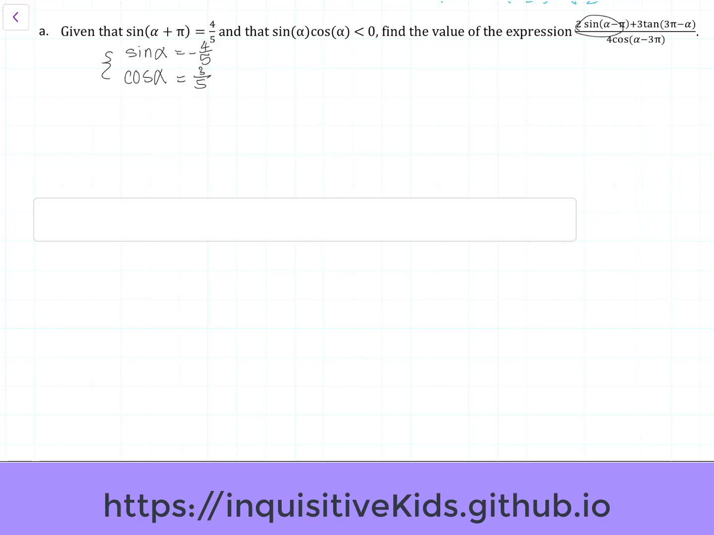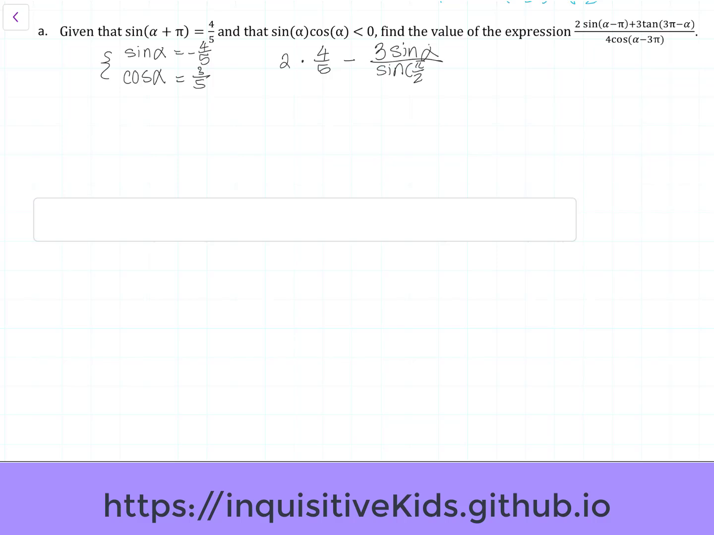We already know that on the top part, sine of alpha minus pi, whether you add 180 degrees or subtract 180 degrees to any angle, the sign you get from that is always the opposite. So the opposite of negative 4/5 is 4/5. Therefore, on the top we have 2 times 4 over 5 plus 3 times tangent of 3 pi minus alpha. The plus 3 times tangent of 3 pi minus alpha will become negative 3 sine of alpha over sine of pi over 2 plus alpha.